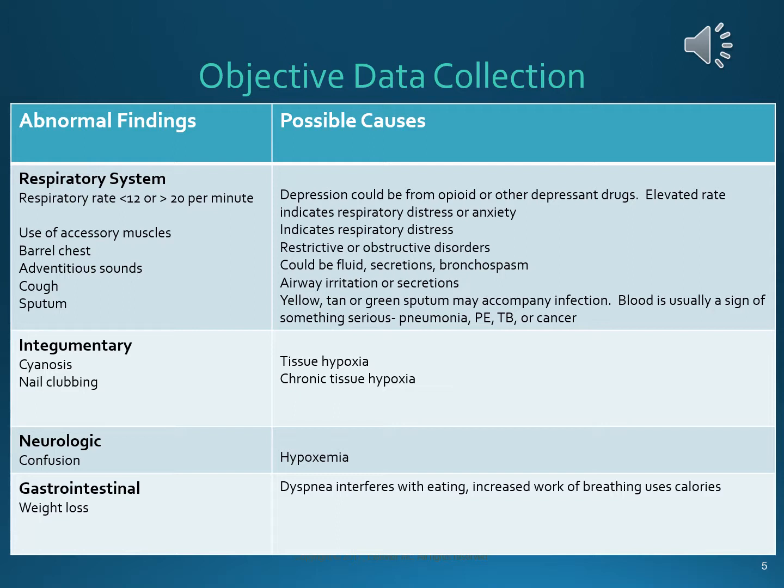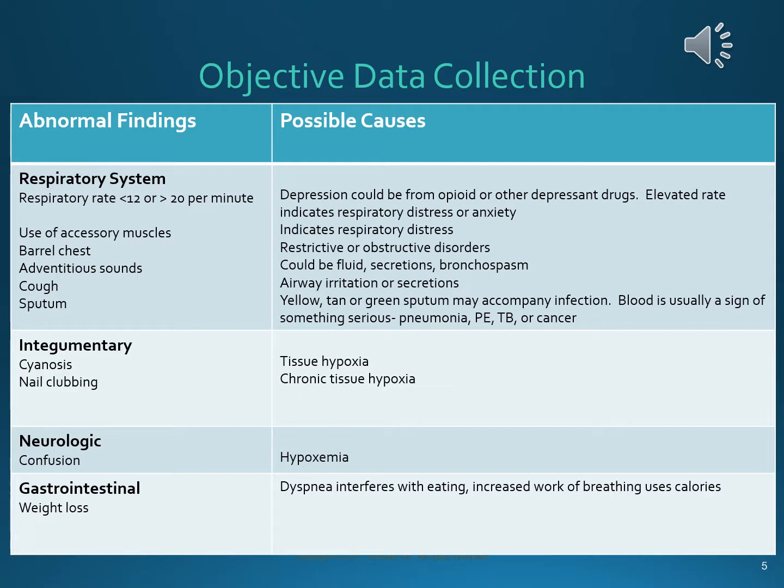Also, moving down to neurologic, people who are confused, it could be hypoxemia. Sometimes if you've got somebody who's in the hospital, let's say with pneumonia, and all of a sudden they're really confused, perhaps their oxygen is off, they're wearing it in their hair instead of in their nose. Lots of different reasons why hypoxemia can cause confusion.